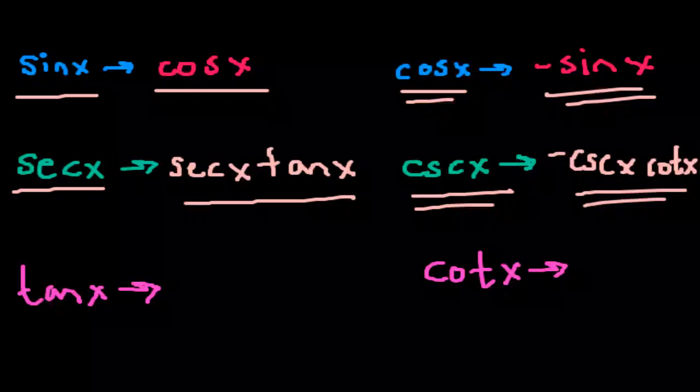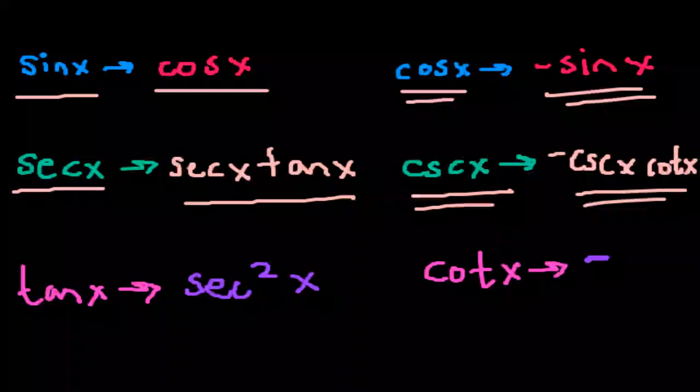So the derivative of tangent of x, let me find a new color. What color haven't I used yet? Oh, we haven't done purple. We'll do purple. That's fine. Okay, so the derivative of tangent of x is secant squared of x. And the derivative of cotangent is, you can guess, negative cosecant squared of x.